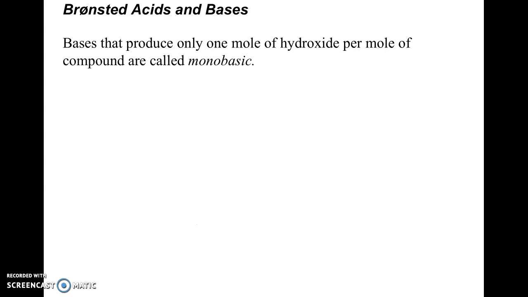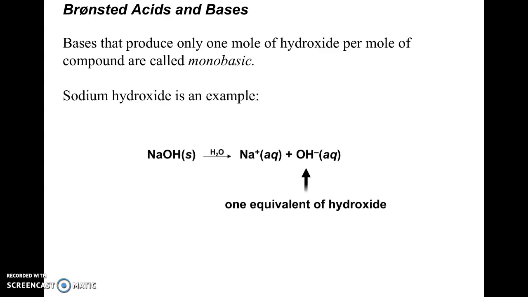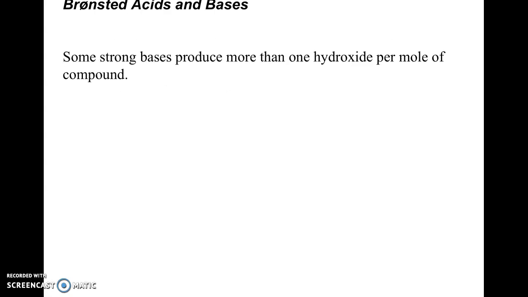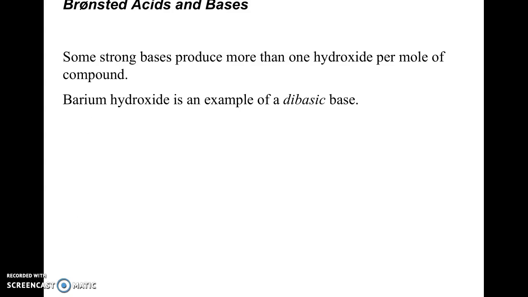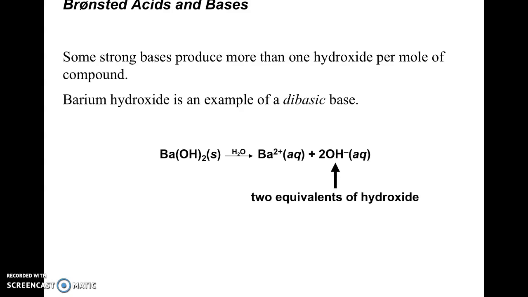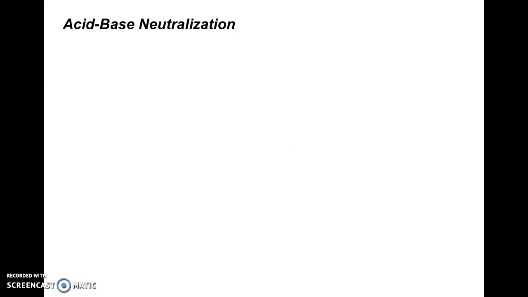Bases can be named in a similar fashion. If they only have one hydroxide, it's called monobasic. Sodium hydroxide is an example of that. But there are some strong bases that produce more than one hydroxide ion, and barium hydroxide is an example of that. Barium is an alkaline earth metal, and so it has 2 hydroxide ions, and therefore it's a dibasic base.